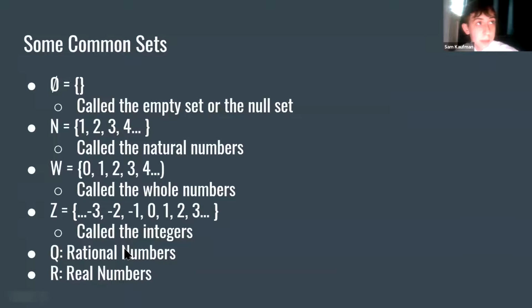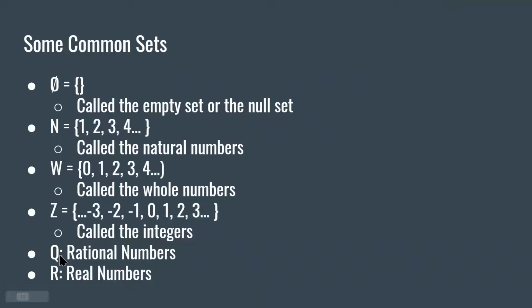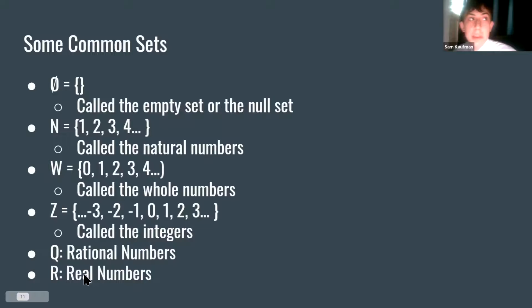Rational numbers are any number that can be expressed as a ratio between two numbers, or that can be written as a decimal or as a fraction. And then real numbers are basically every number that you're familiar with. So it also includes irrational numbers. And we're not going to be looking at these last two as much.